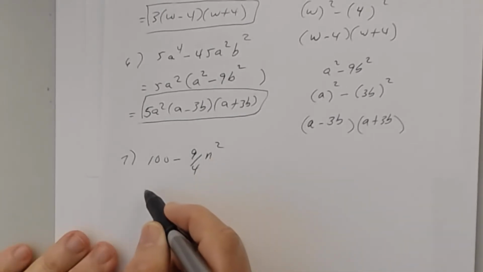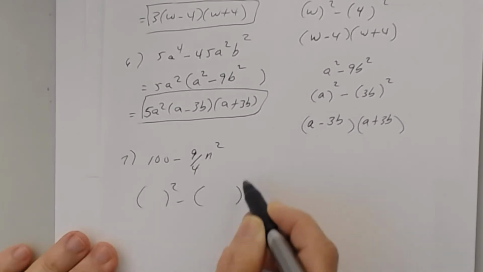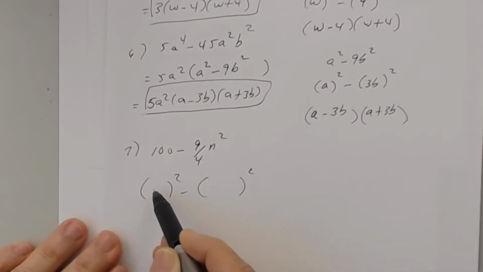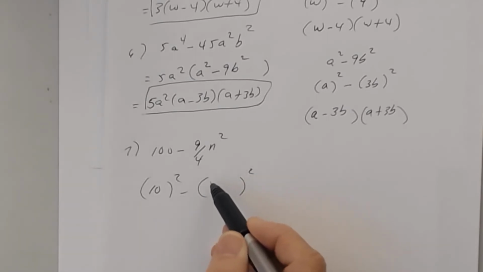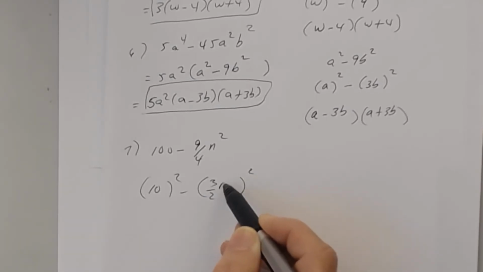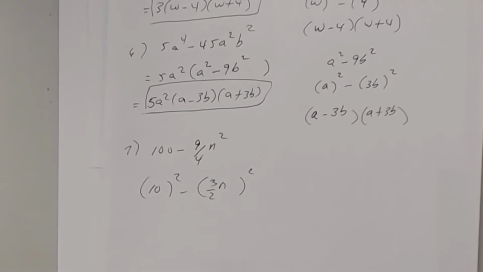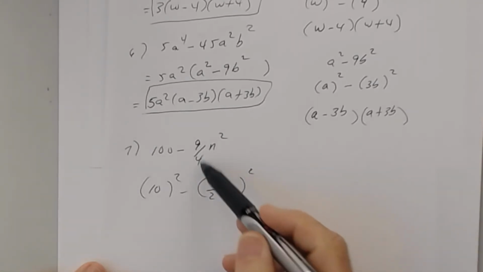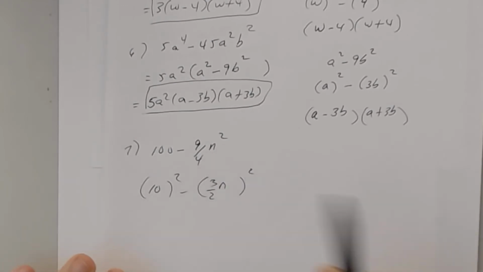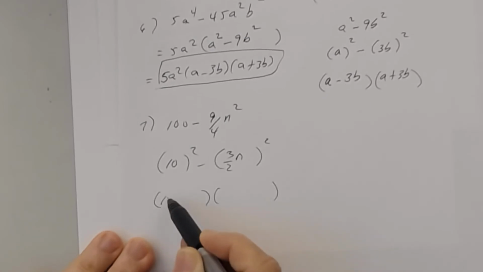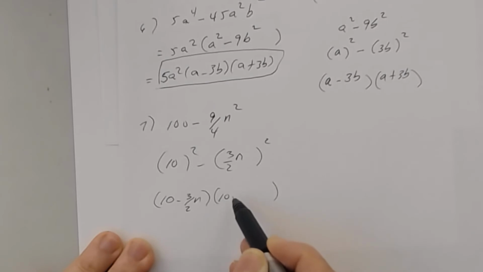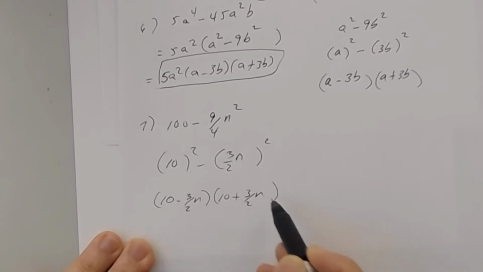So is this the difference of two squares? Yes. So if I look at it, what goes inside the parentheses here? 10. Now, what goes inside the second parentheses? I have 9/4 n squared. 3 divided by 2 times what? N. Very good. Because 3 halves times 3 halves is 9/4, and n times n is n squared. And so your answer will be 10 minus 3 halves n times 10 plus 3 halves n.